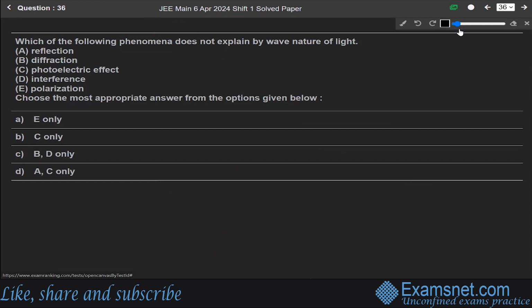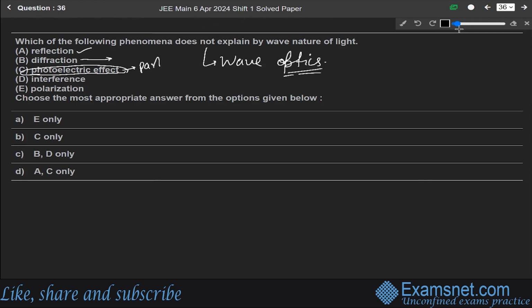Now next question 36. Which of the following phenomena is not explained by the wave nature of light? This question is from the chapter of wave optics, so we have to find which one does not explain the wave nature. Reflection itself explains the wave nature of light. Diffraction also explains wave nature. Photoelectric effect explains the particle nature of light.